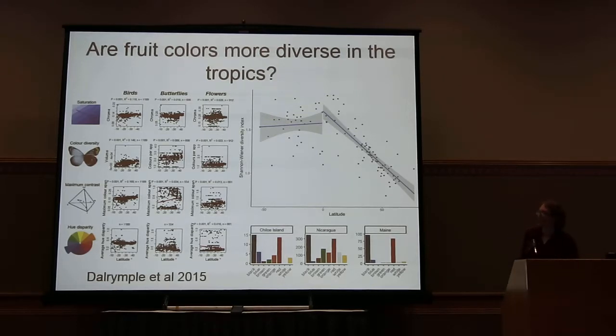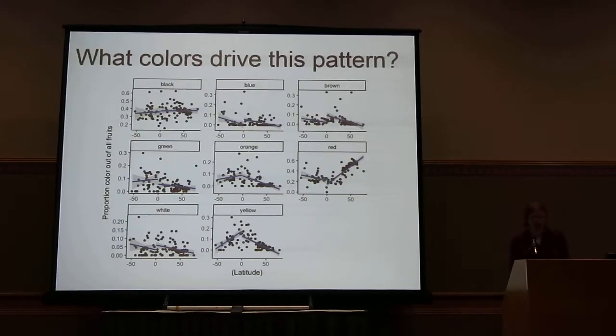Interestingly, the southern hemisphere is kind of more tropical looking, which is also going to happen a lot today. But in the northern hemisphere, we have this very strong signature of tropical areas being much more diverse, and high latitudes being much less diverse. So the question is, what colors are actually driving this pattern?